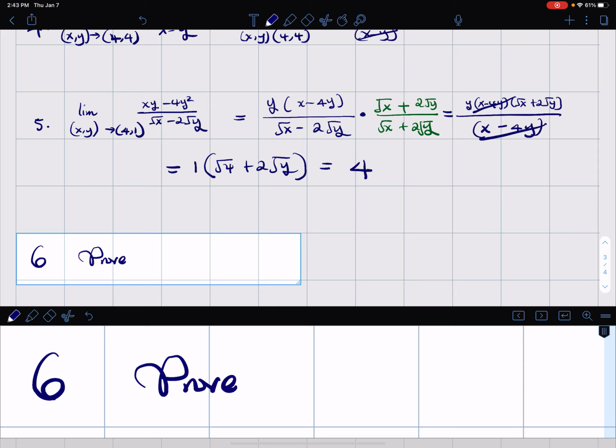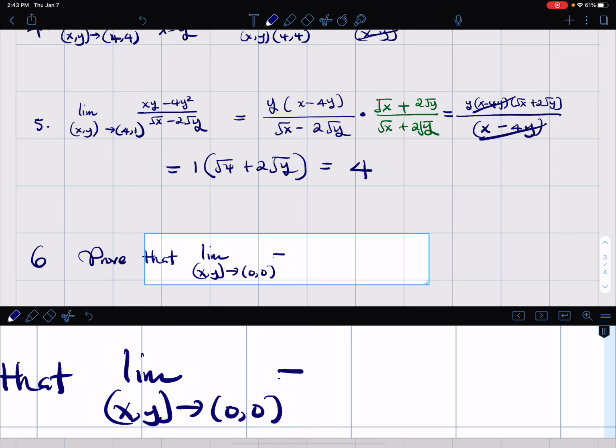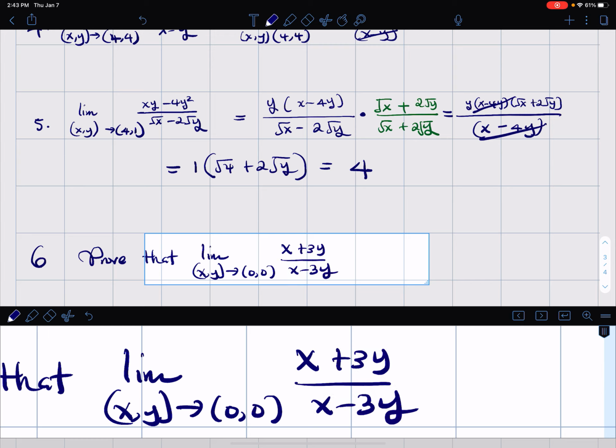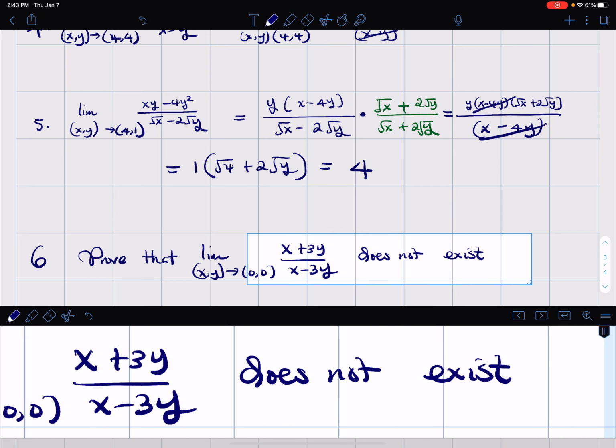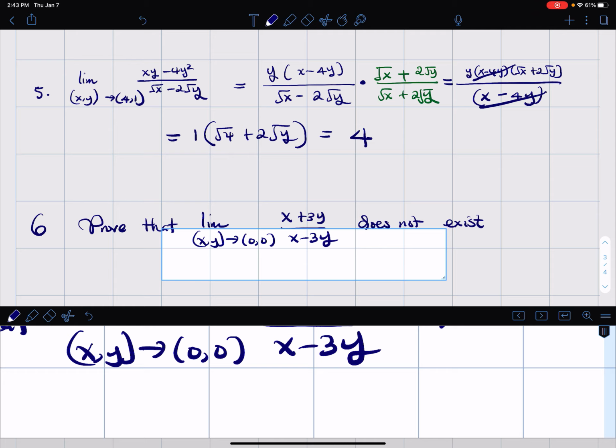Now let's do some proofs. Let's prove that the limit as (x, y) goes to (0, 0) of x plus 3y over x minus 3y does not exist. This limit does not exist. Well, you could say, hey, can't we do more, like multiply by the conjugate? We actually cannot. Try it. Try multiplying by the conjugate. Try a few things. It won't work. So, it doesn't exist.